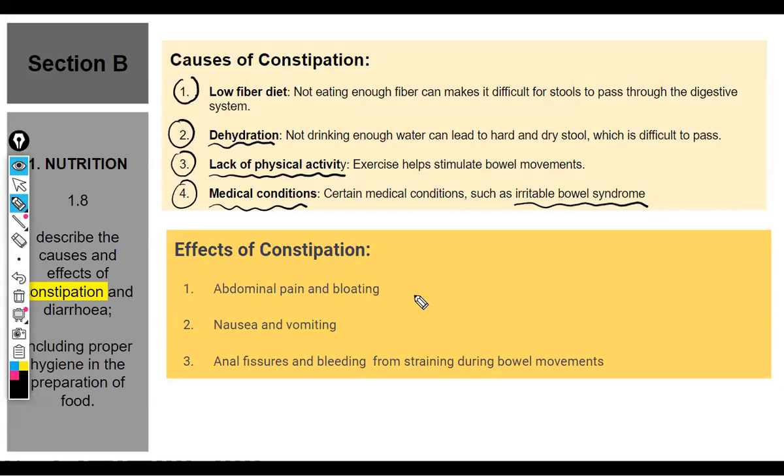Right, and well, effects of constipation. The first one is obvious, right? Abdominal pain and bloating. A lot of people might not know the second one, but it could cause nausea and vomiting, and in very extreme cases, bleeding. Right. So there isn't too much more to explain. I just need you to take it down, and of course, memorize it.